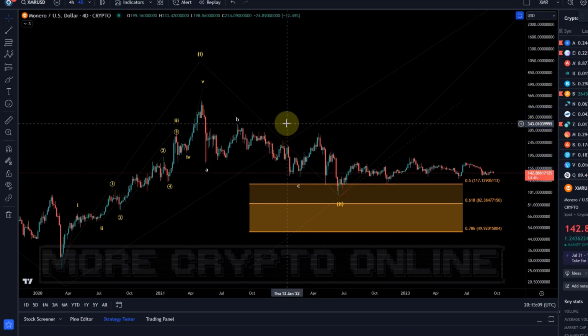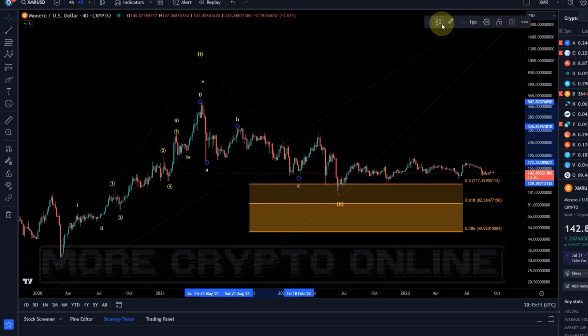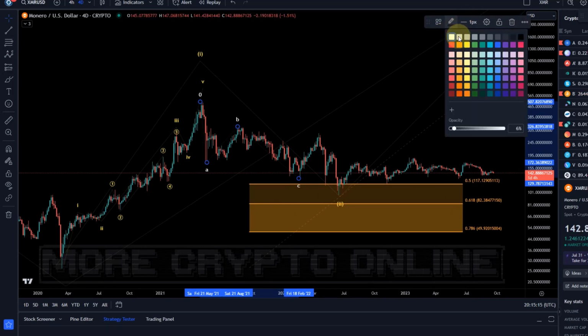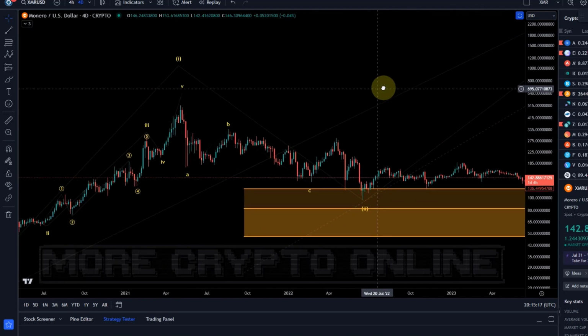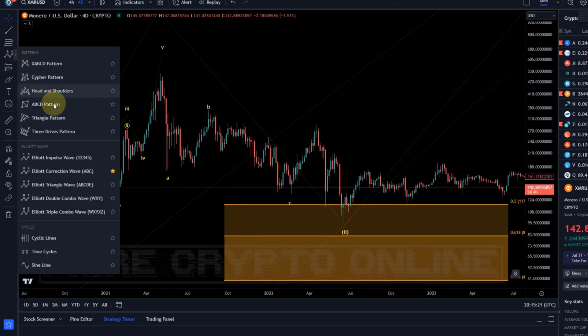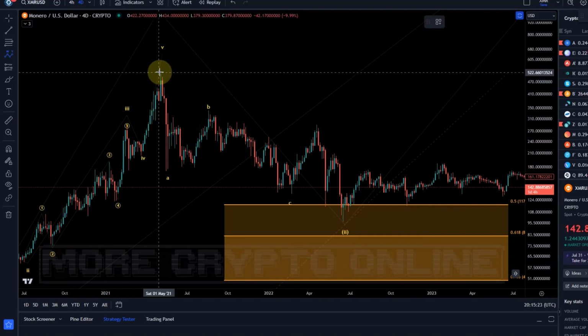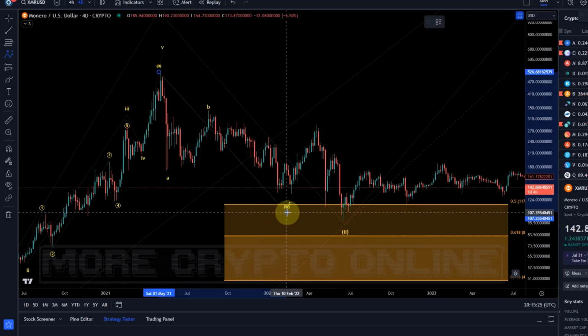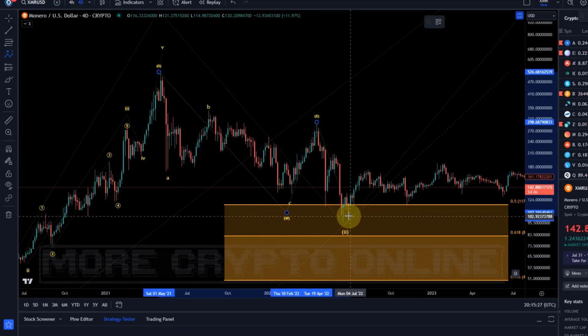Probably here, yeah. So we have 3 waves down, but that is not the complete correction. So how do we deal with that? Well, that's why typically a complex correction consists of two ABC structures and a connecting wave. We call that a WXY structure. So the ABC was a wave W, X, Y.